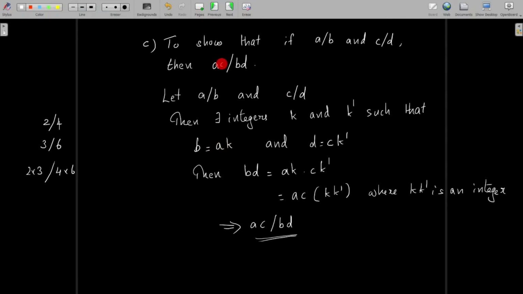We have to show that a into c divides b into d. That is, we have to express this b into d as ac into some integer. So we have to consider bd. So bd equals ak into ck dash. By rearranging the terms, we can write ac into k k dash. Since k and k dash are integers, we can conclude that bd equals ac into some integer. That means that ac divides bd.